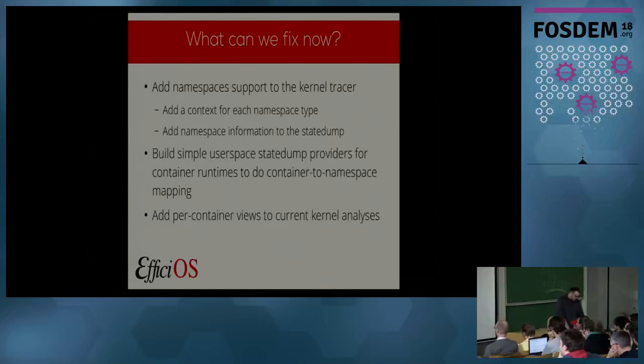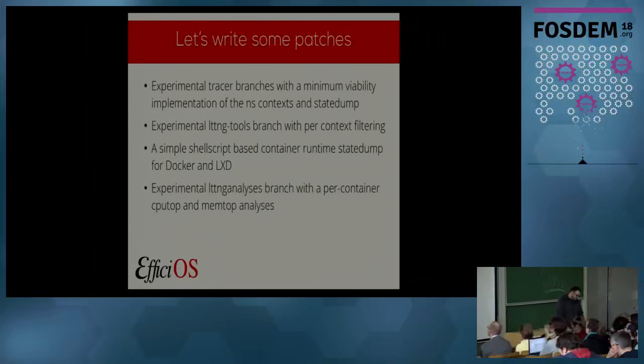And also, we have another feature that is called state dump. It's basically when you start tracing, state dump events will be issued that will give you the current state of the system. So another thing that we need to add is a dump of the current namespaces on the system, or the tree of namespaces for each process. Those patches are currently not upstream, they're on feature branches.